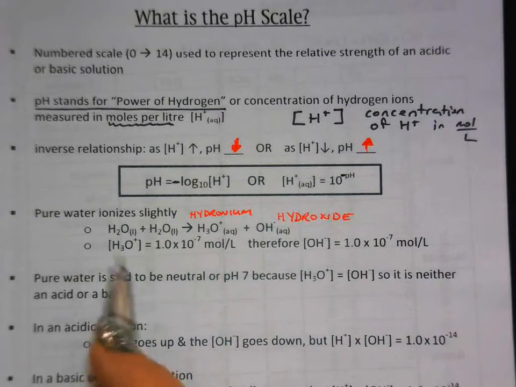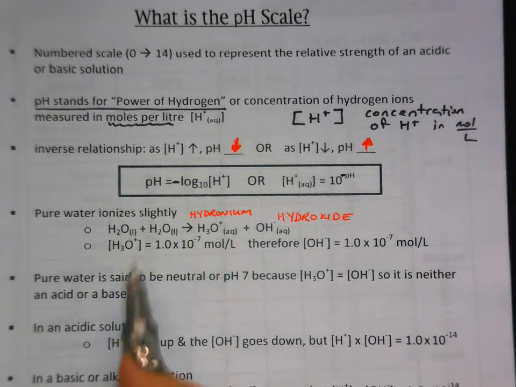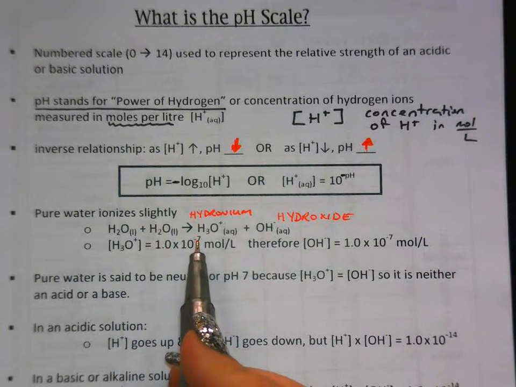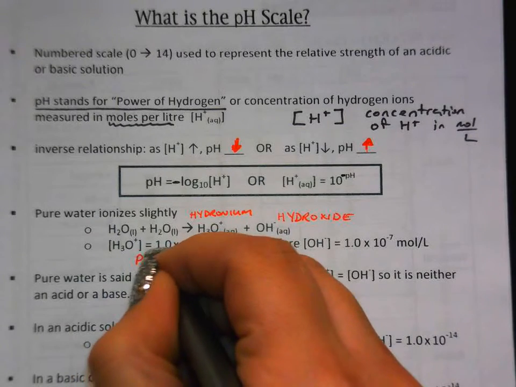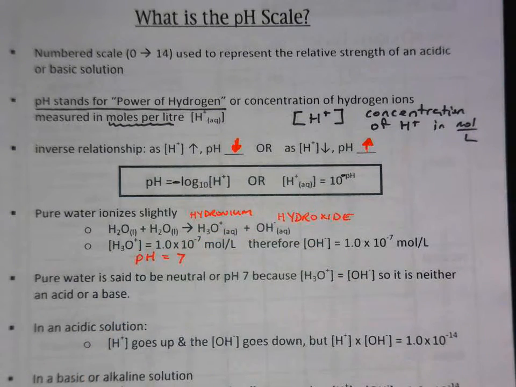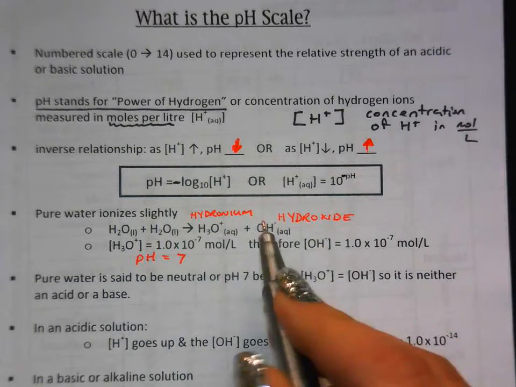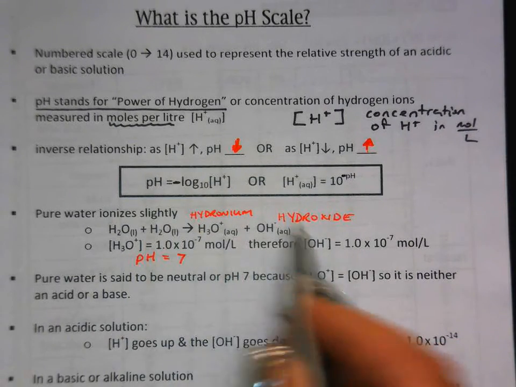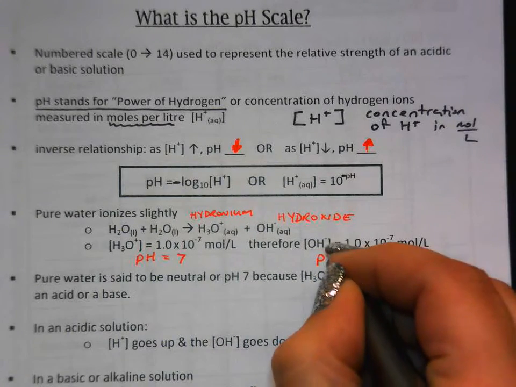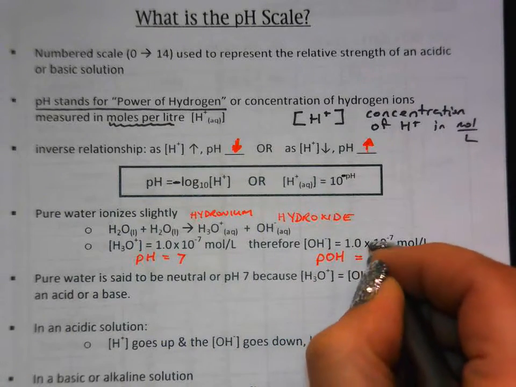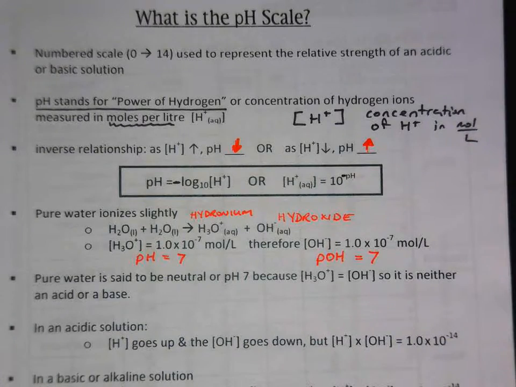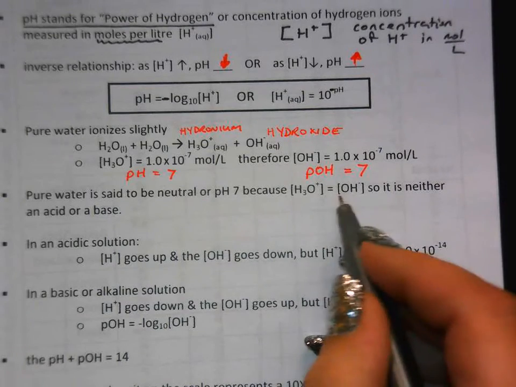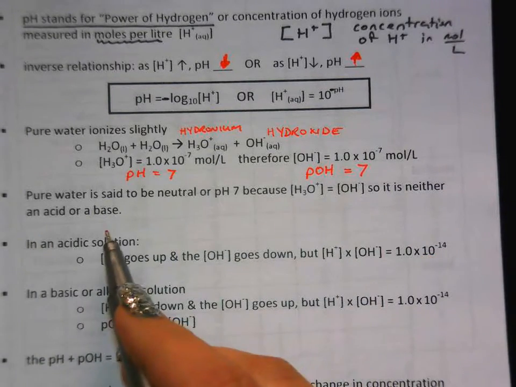Okay. Pure water will have a concentration of hydronium equal to 1.0 times 10 to the negative 7. That means it has a pH of 7. Hydroxide, the concentration of hydroxide will be the same. For every 1 hydronium, we'll have exactly 1 hydroxide. So that means the power of hydroxide is also 7. Pure water is said to be neutral, or pH 7, because the two concentrations are equal. So it's neither acidic or basic, it's right in the middle.